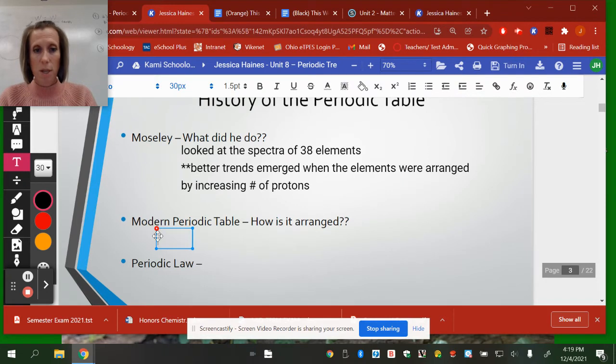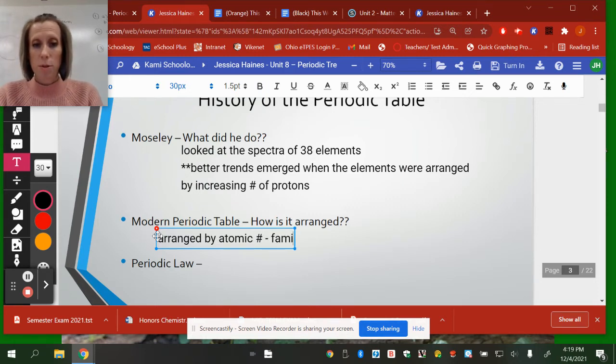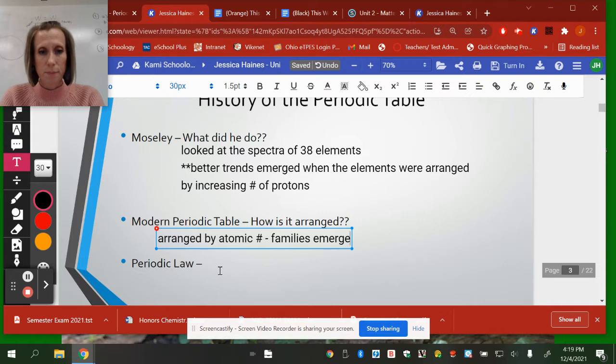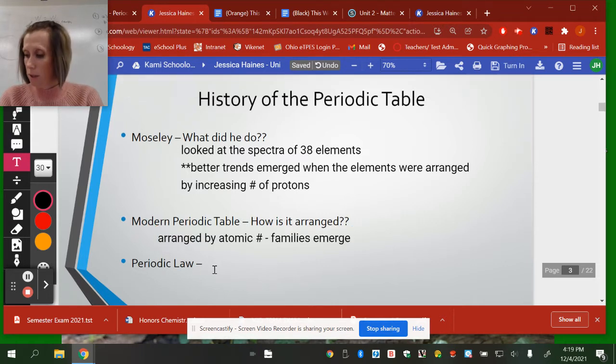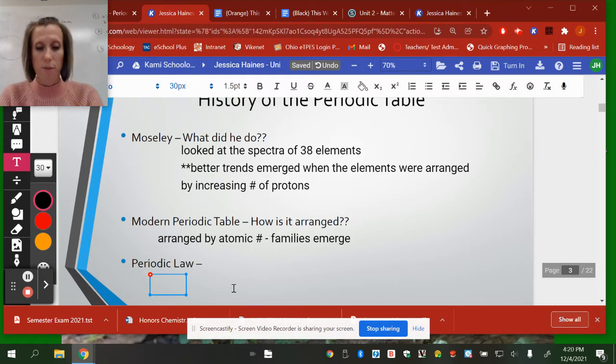So the modern periodic table, of course, we know is arranged by increasing atomic number. And then from this, families emerge. Families, or columns on the periodic table, where properties are shared amongst those families. Periodic law just basically says this. So there's a formal definition of periodic law.